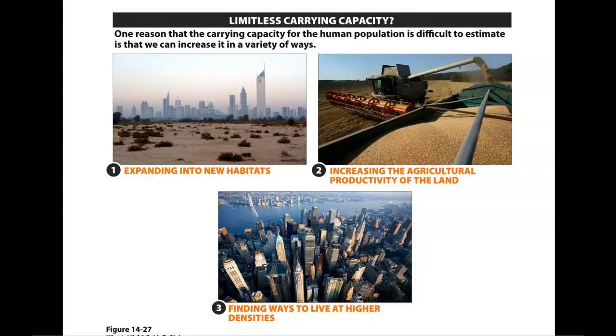So expanding into new habitats. With fire, tools, shelter, and efficient food distribution, we can survive almost anywhere on Earth. Increasing agricultural productivity of land, well, with fertilizers and modern mechanized agricultural methods and selection for plants and animals with higher yields, fewer people can now produce much more food than was previously thought possible. And finding ways to live in higher densities. Public health and civil engineering advances make it possible for higher and higher densities of people to live together with minimal problems from infectious disease and waste management.